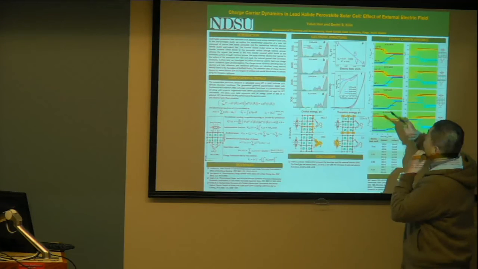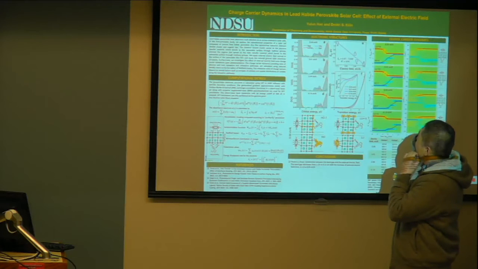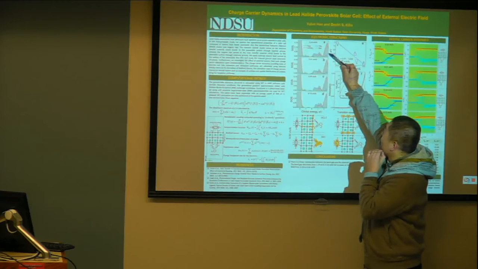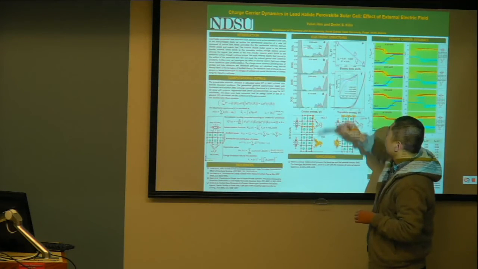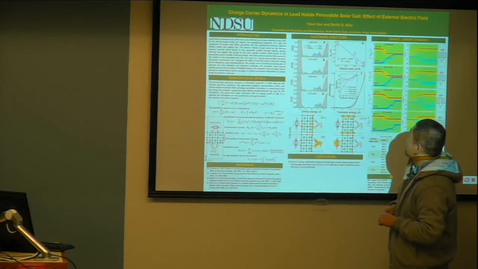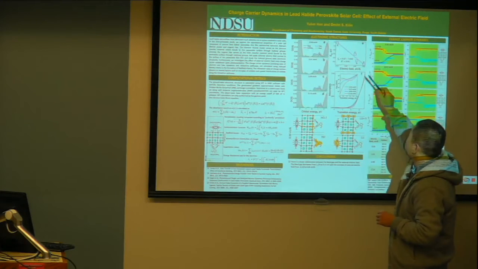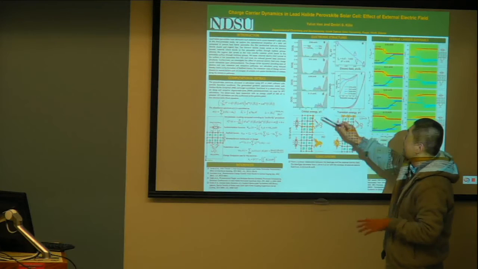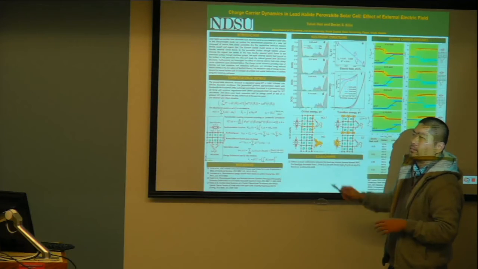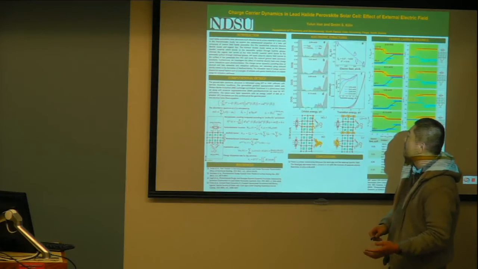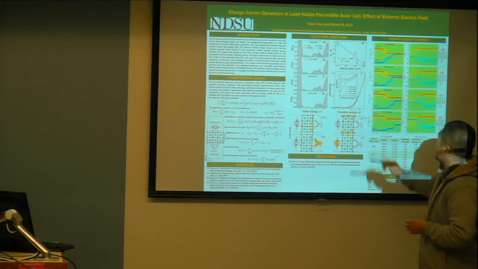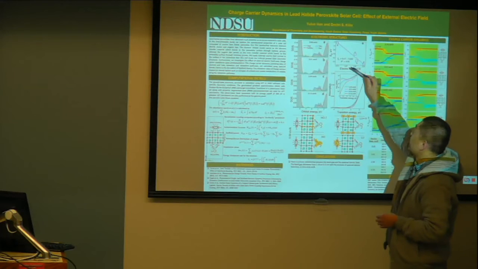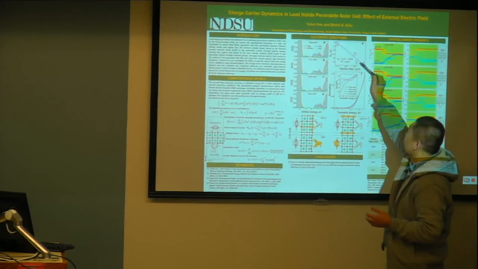So here are my model structures. This is 0.5 electron volts per angstrom for the system. From top to bottom, the electric field increases, and we can see that from top to bottom, the band gap decreases from 2 electron volts to 1.2. This is the relationship between band gap and electric field. So basically, we have a linear relationship.